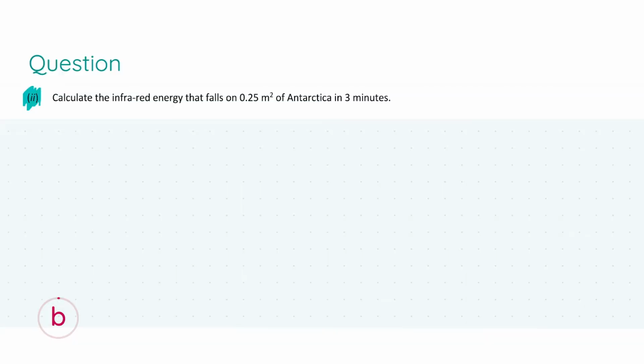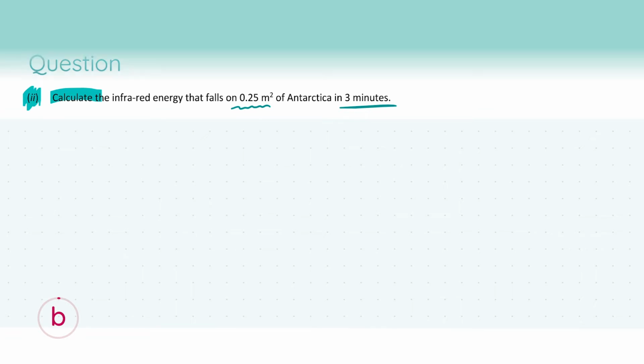In part 2, we were asked to calculate the infrared energy that falls on 0.25 meters squared of Antarctica in 3 minutes. So this question is centered around energy and calculating the energy falling on the surface of Antarctica. And there's also a time given to us, so that's going to come into it somehow. But the best way to start with it is that in the start of the question, in that introduction paragraph, we're given a little bit of information.